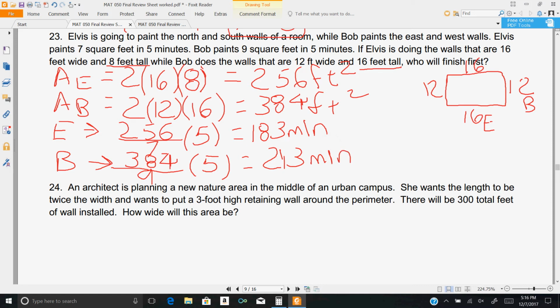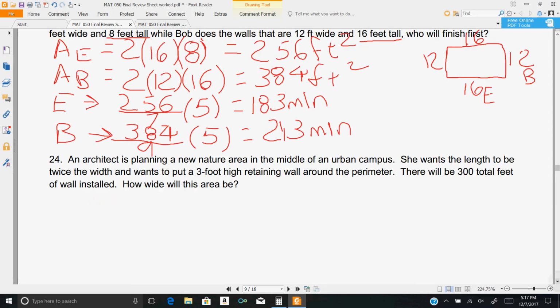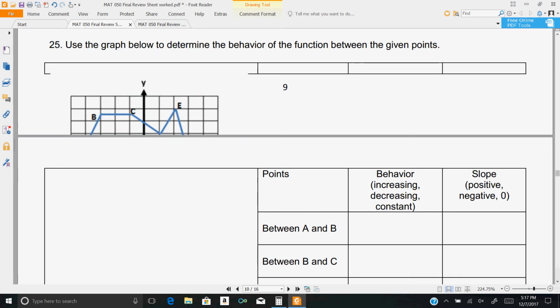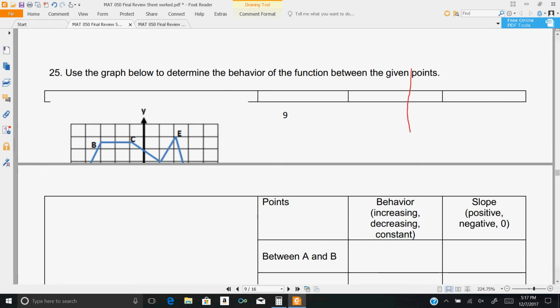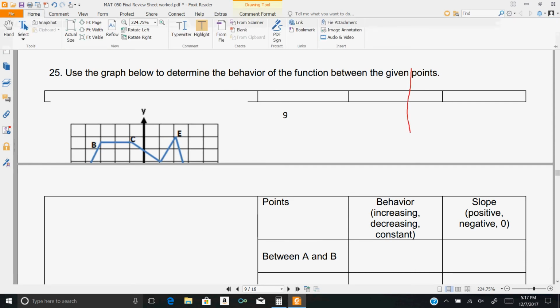So when I write this, I'm going to say Elvis will finish first because he takes 183 minutes and Bob takes 213 minutes. Pause the video now and take a look at question 24. When you're done with question 24, come back and check your answer.